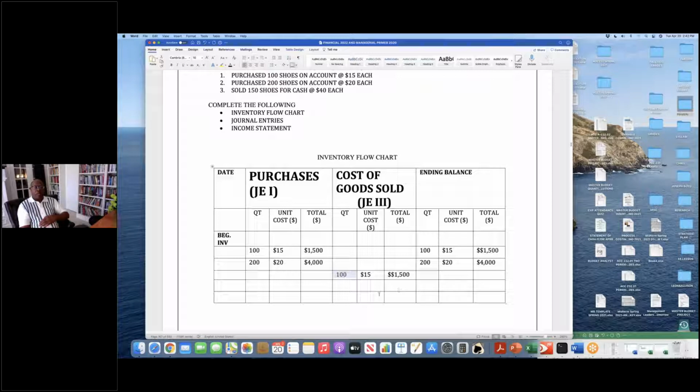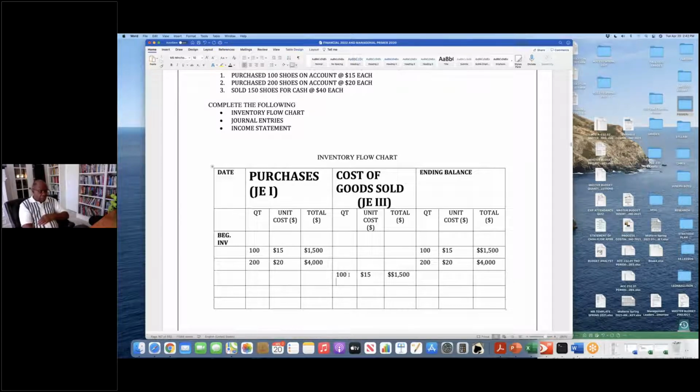But we said we sold in total what? 150. And so we need what? 50 more pairs of shoes. Their price is going to be what? 20. This is 40. Oh, my bad. I wasn't ready.